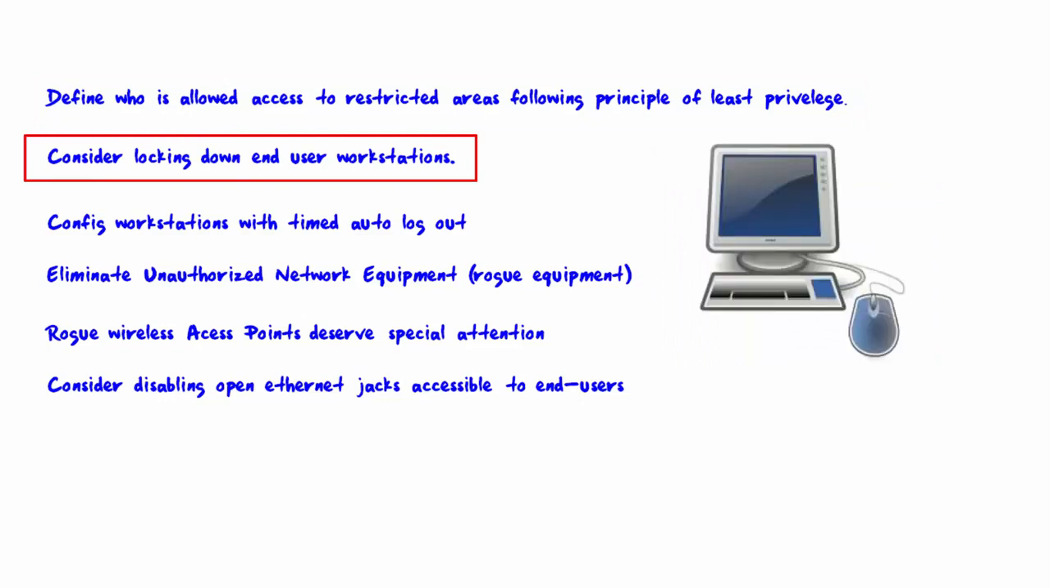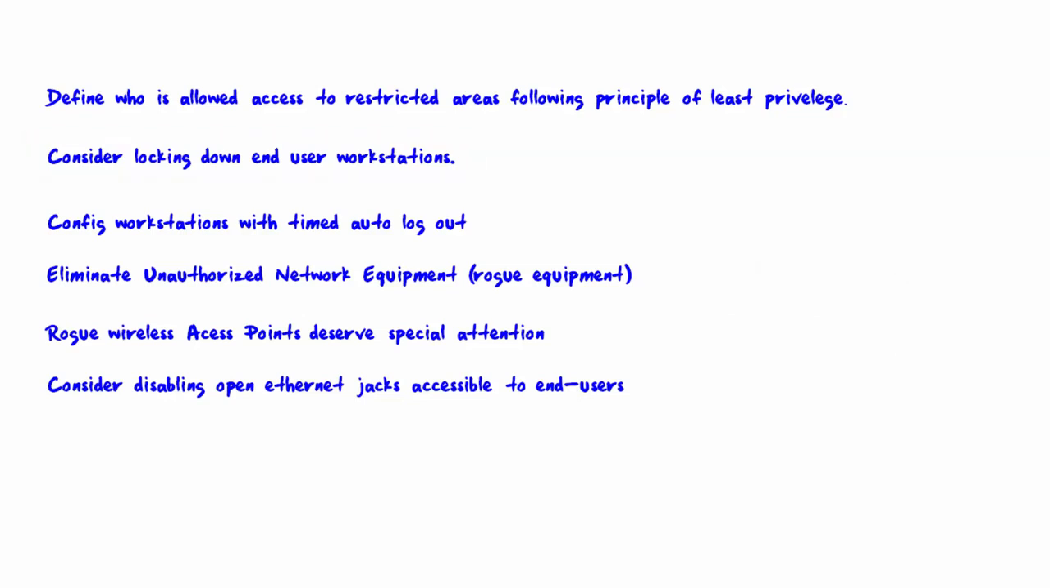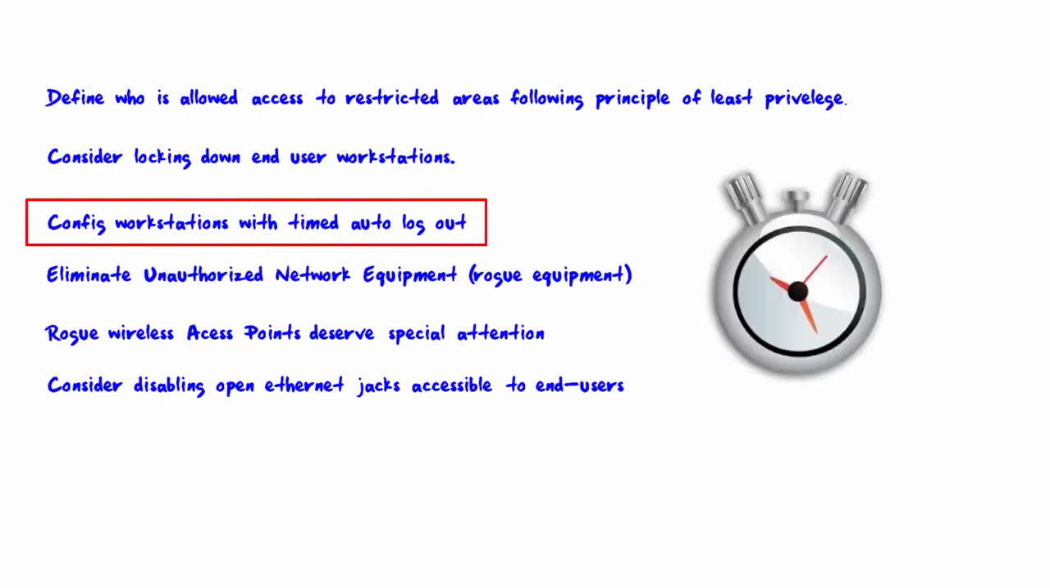Consider locking down end-user workstations. For example, you may wish to disable the physical USB ports. That would stop the many exploits that use thumb drives, such as an employee taking home files or a visitor plugging in a thumb drive with malware on it to any convenient computer. Configure workstations with a timed auto logout, so no one can sit down at someone else's workstation if the user forgets to log out.